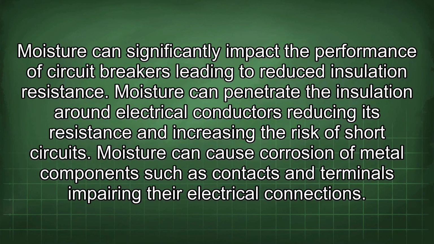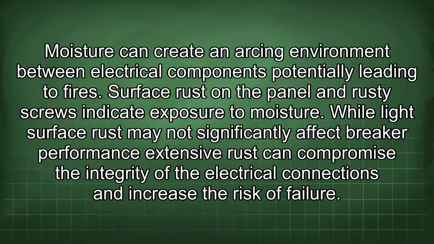Moisture can significantly impact the performance of circuit breakers, leading to reduced insulation resistance. Moisture can penetrate the insulation around electrical conductors, reducing its resistance and increasing the risk of short circuits. Moisture can cause corrosion of metal components such as contacts and terminals, impairing their electrical connections. Moisture can create an arcing environment between electrical components, potentially leading to fires.